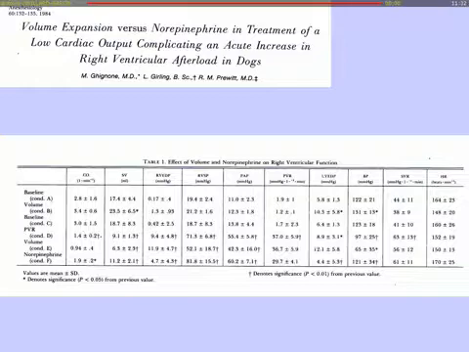Just look at this one. This is an experimental model of obstruction of the pulmonary circulation. This is the right ventricular end-diastolic pressure at baseline. And after obstruction of the pulmonary circulation, you can see that the right ventricular end-diastolic pressure significantly increases. And look, after volume it increased more, but it decreased after norepinephrine infusion.